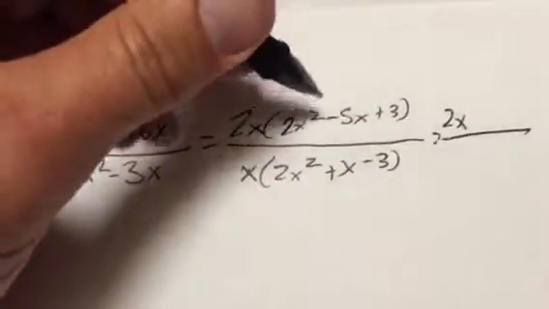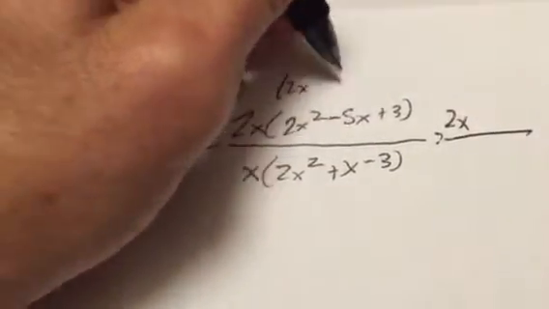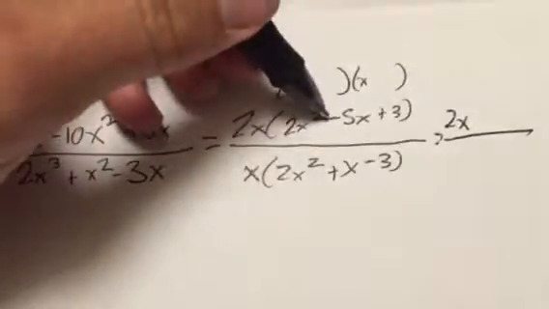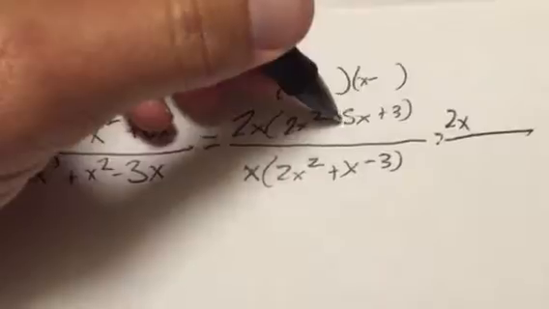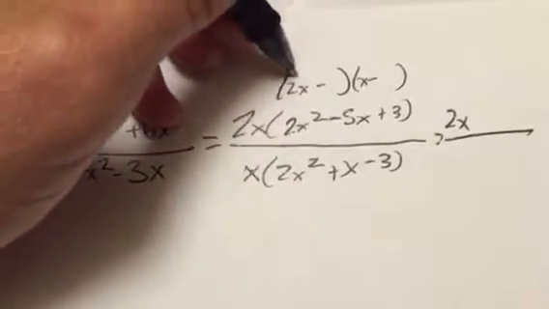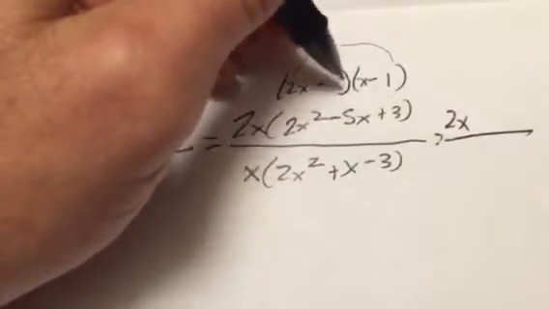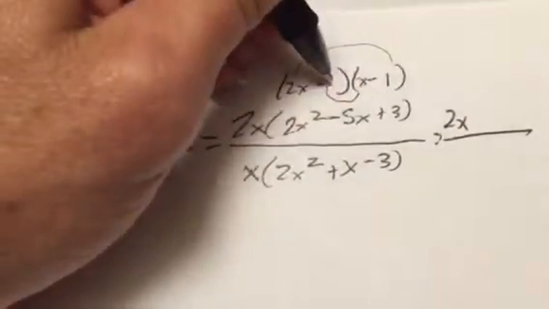So I have a 2x. I need to factor this 2x squared minus 5x plus 3. So I know it's going to be a 2x and an x. It's going to be negative, so it's probably going to be both minus. And I want this to add to a 5. So I'm going to make the 2 multiplied by a negative 1, and I'm going to make the 1 here multiplied by negative 3.